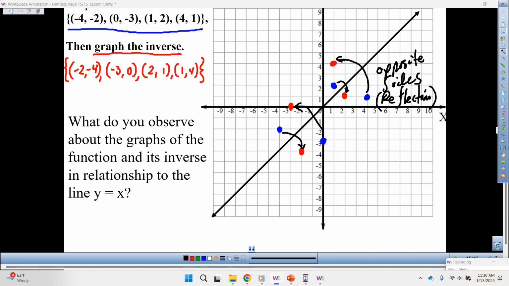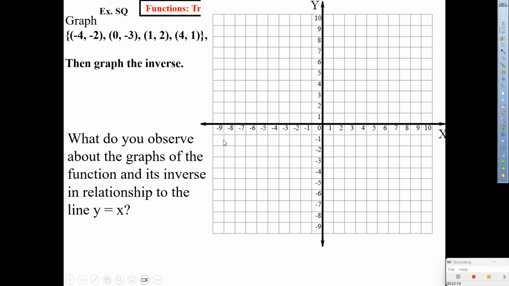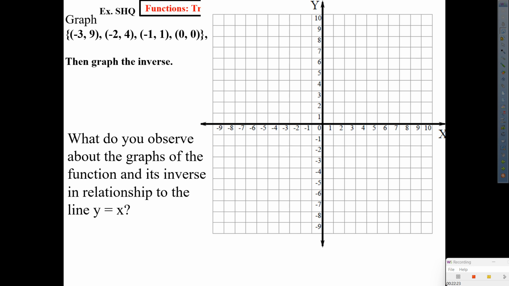Pretty good, yes? All right, send me your notes, please, on the screen. So, pretty straightforward, yes? So with that said, copy in the back of your graph paper this example: -3, 9, -2, 4, -1, 1, 0, 0. Then graph the inverse and answer the question. You don't have to copy the entire question again, you already have it. Just answer the question just to make sure you see it. And go.